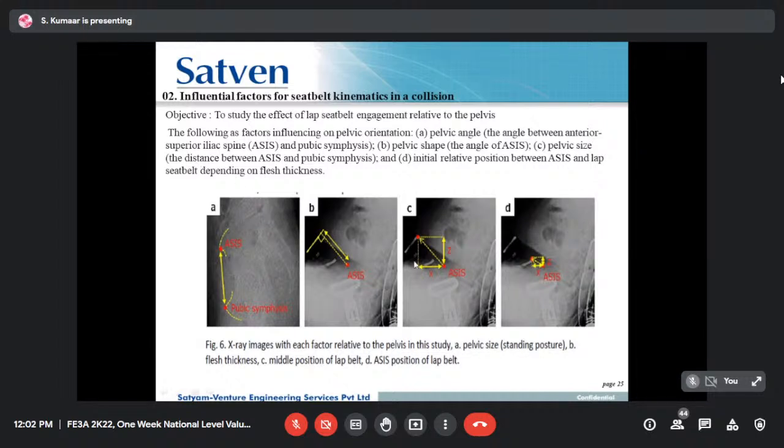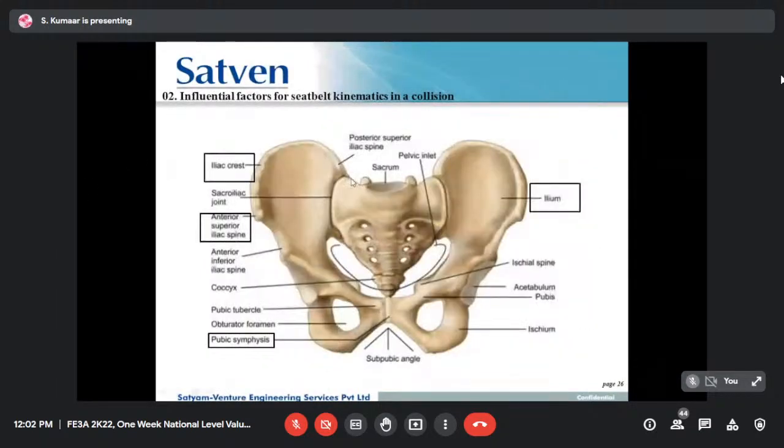So these are the locations, and these are the images we took from the hospital. The client has a tie-up with some hospital, and from the hospital they have this kind of pictures, and based on the pictures we modify the pelvis. So this is the pelvis.